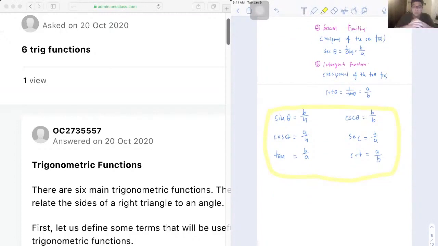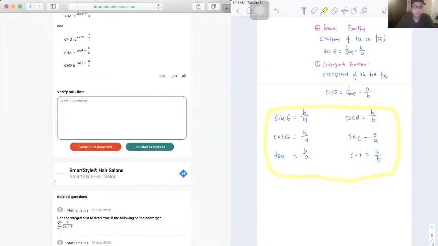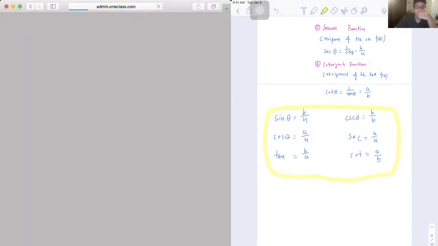Let's leave a comment there. Just need to charge my computer real quick.